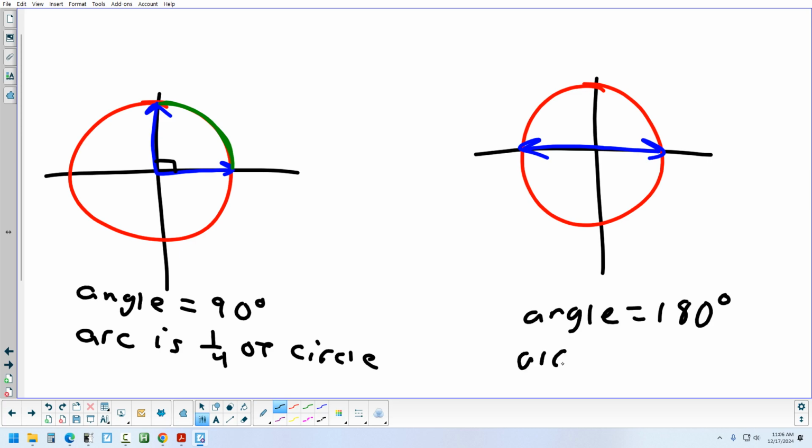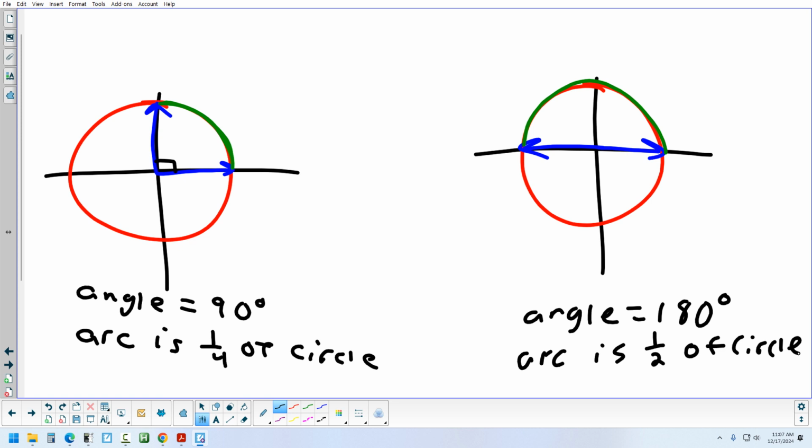And the arc, let's look at the arc now. Arc goes from there to there. How much of the circle does that arc actually take up? Yeah, it does take up half the circle. So what I'm trying to show you there is whatever you do to the angle, the exact same thing happens to the arc. If you made the angle 1/3 as big, what do you think would happen to the arc? It would be 1/3 as big. Yep. If you make the angle 5 times as big, you make the arc 5 times as big.